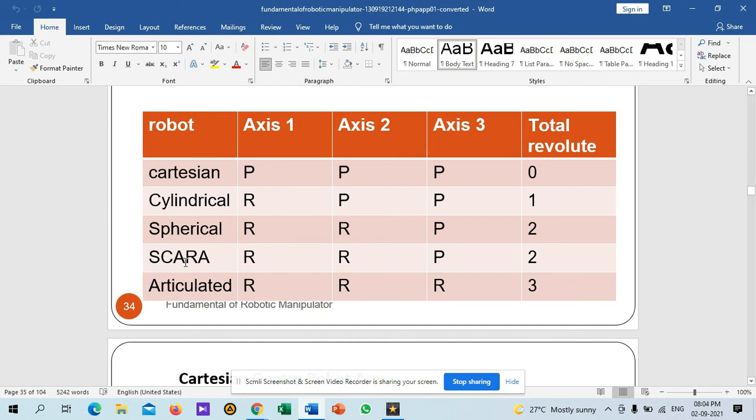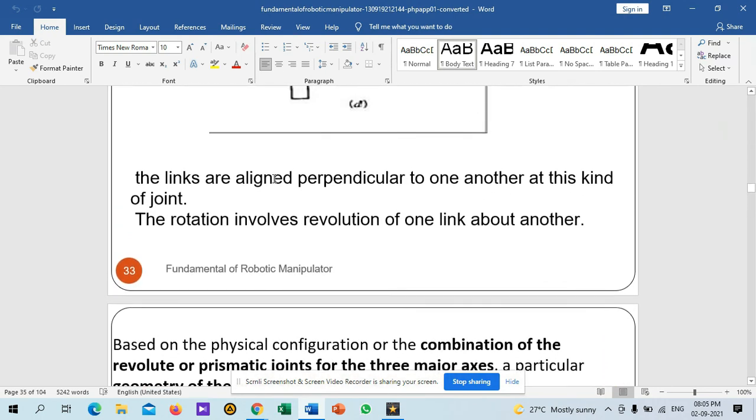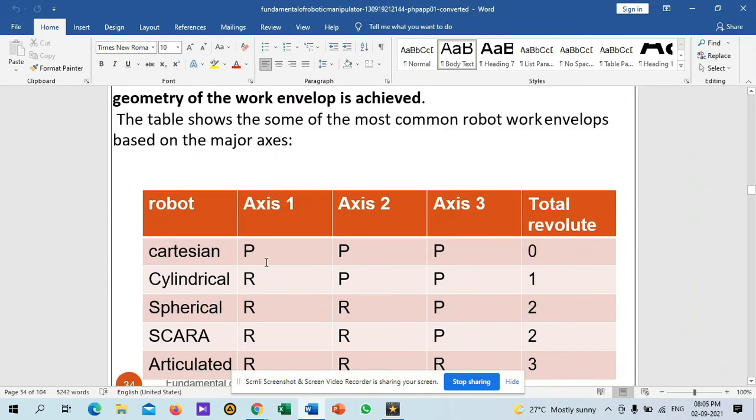So in the Cartesian type of anatomy, we have P three. The first axis, the x-axis, is a linear movement only, right? The z-axis is also a linear movement, and axis 3, the y-axis, also only has a linear movement, right? So revolute or rotational movement is not available in that Cartesian anatomy, right?